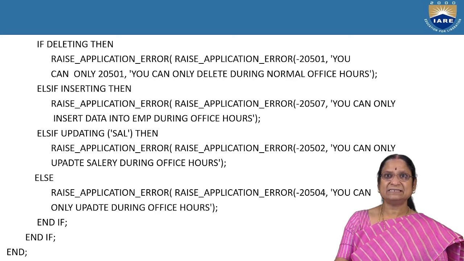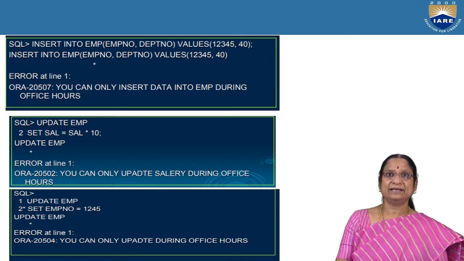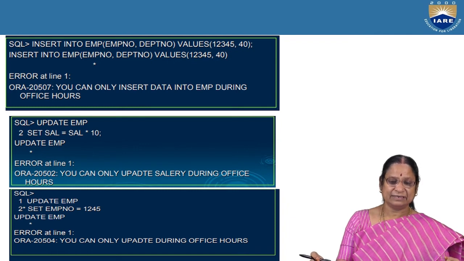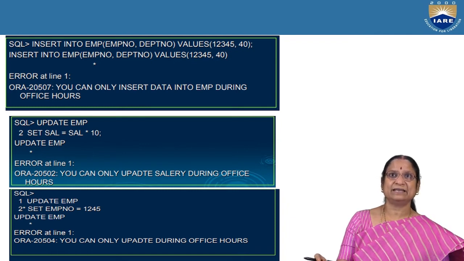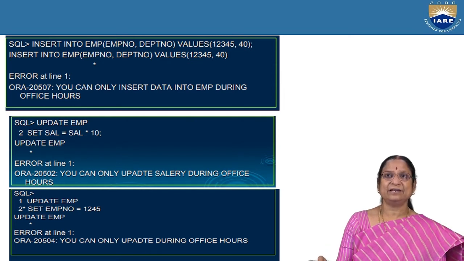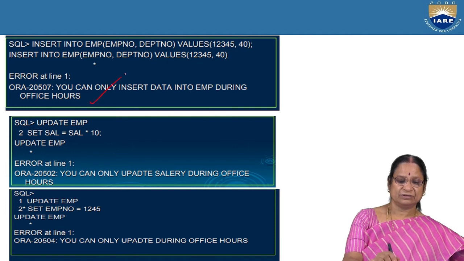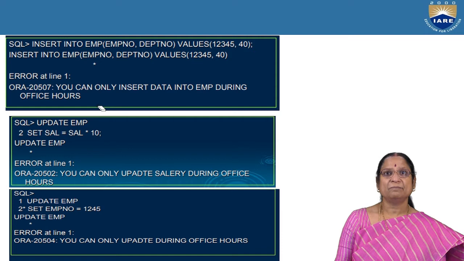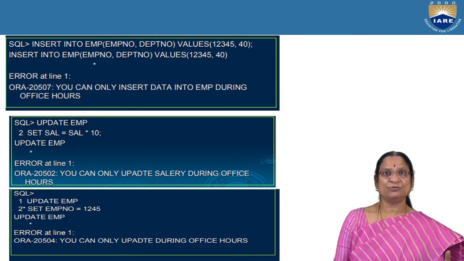So that means what happens, this trigger was written on the EMP table. If you would like to insert data on any non-specified dates or time, then we will get an error like this. Insert employee, we would like to insert the data, EMP number, DEPT, etc. So we are getting the error: only insert data into EMP during office hours. So what are office hours? We defined office hours as Monday to Friday, morning 8 o'clock to evening 6 o'clock. Similarly, if I try to update at some other time, it won't allow. You will get an error.